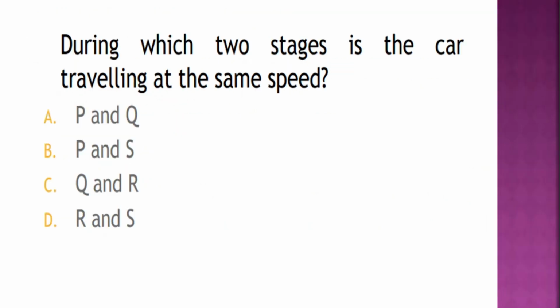So during which two stages is the car traveling at the same speed? What was the question actually? As I already told you before solving, they are asking in this question what the two stages are where the body has the same speed. So it was at stage P and S. So which option is the right option here? Option B.